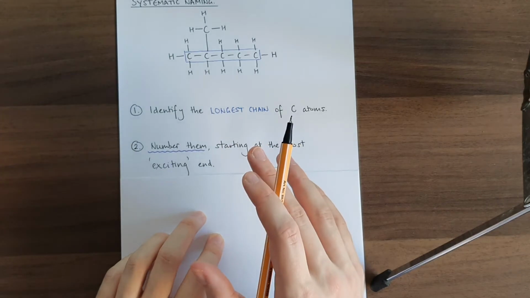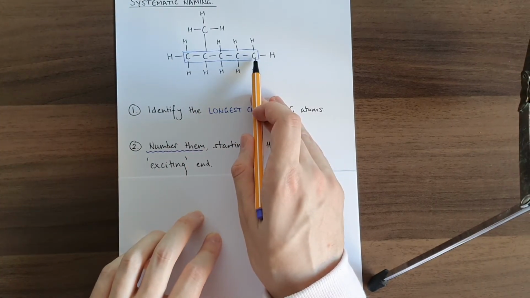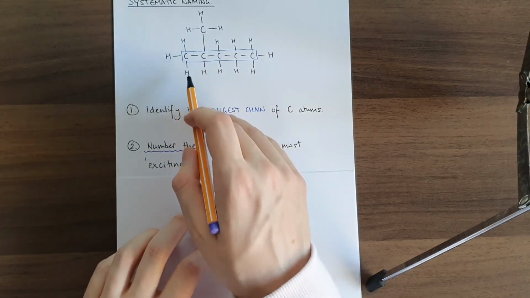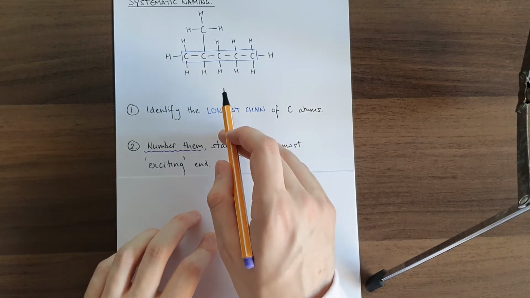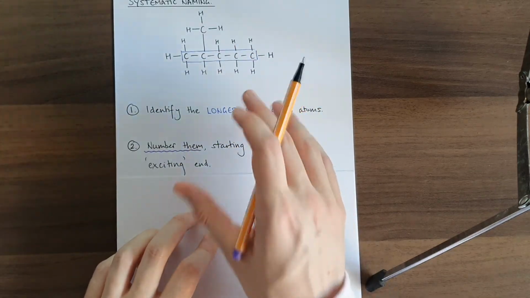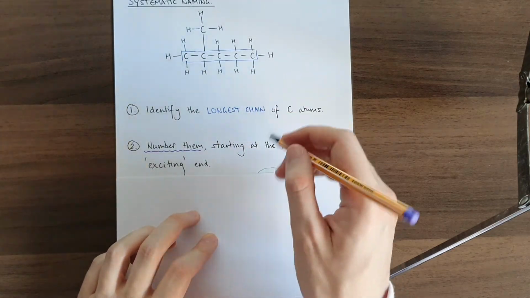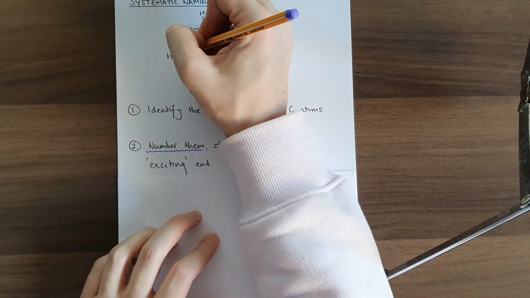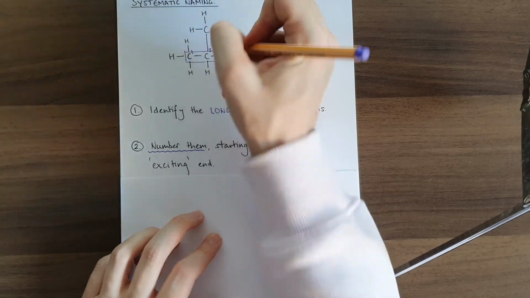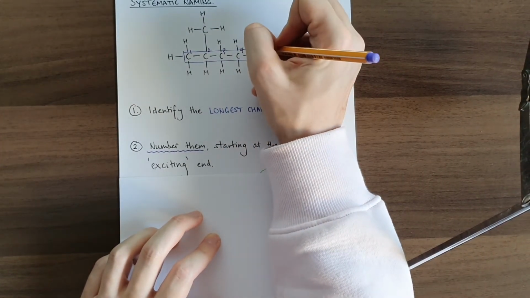Now please note, it will not always go left to right. In this case it does, because the left happens to be the most exciting end. But always look out for that. It might be the right, it might be the bottom, it might be the top, who knows? Just always look for the most exciting end, decided by the branches or the functional groups. So going with that, we're going to say that this is carbon 1, this is carbon 2, and so on. 3, 4, and 5.